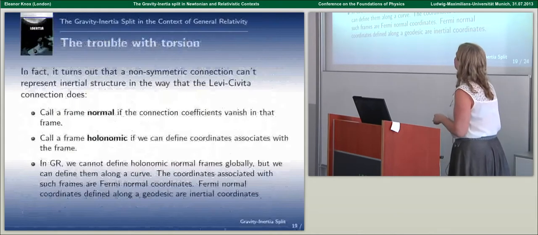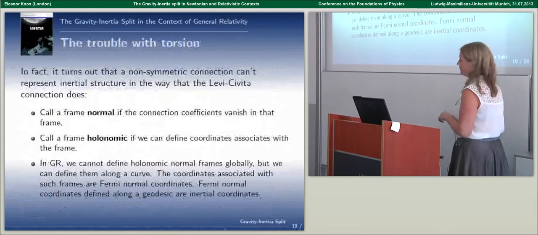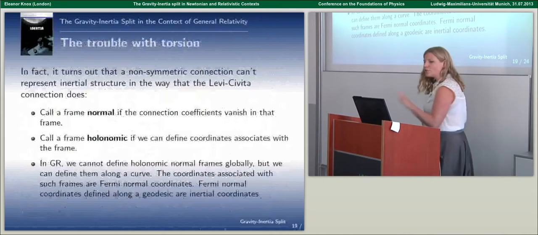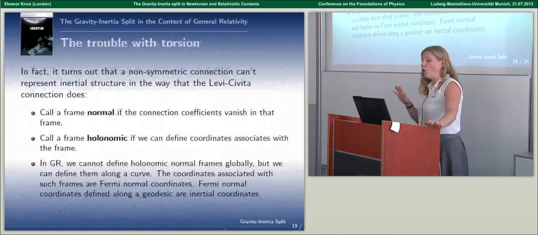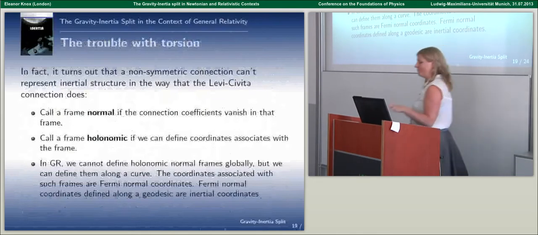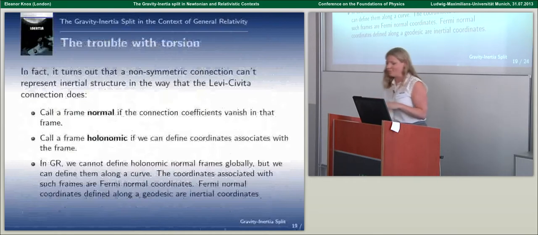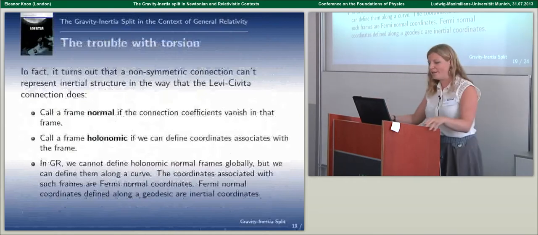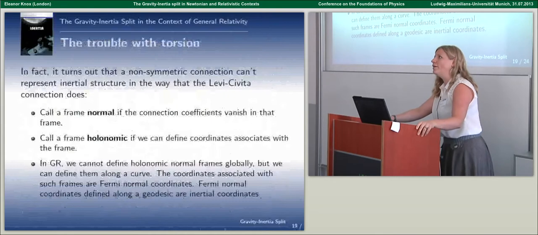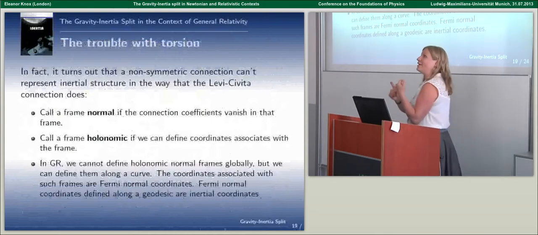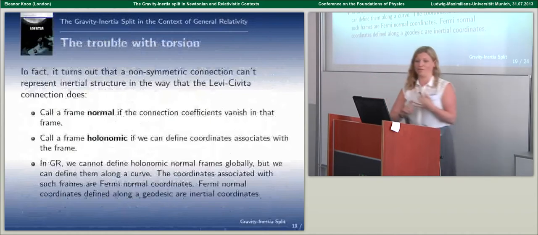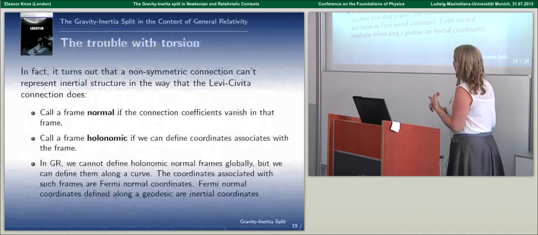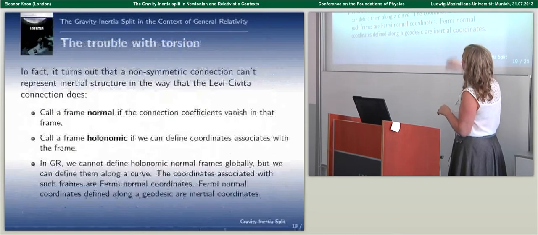And one way to see this, I haven't gone into all the formal details here, is to point out that, look, let's call a frame normal if the connection coefficients vanish in that frame. And we'll call it holonomic as long as we can define coordinates associated with the frame. So here a frame is just a tetrad of basis vectors. And we either can or cannot, one, make the connection disappear in that frame, and two, associate coordinates with that frame. And in general relativity, we can't define these kinds of frames globally.